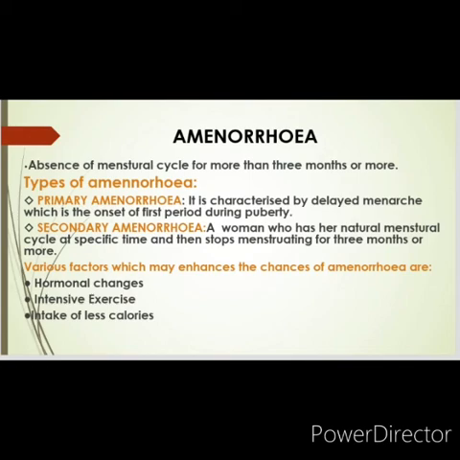Secondary amenorrhea means a woman who has her natural menstrual cycle at a specific time and then stops menstruating for 3 months is said to have secondary amenorrhea. Various factors which may enhance the chances of amenorrhea are hormonal changes, intensive exercises, and intake of fewer calories.